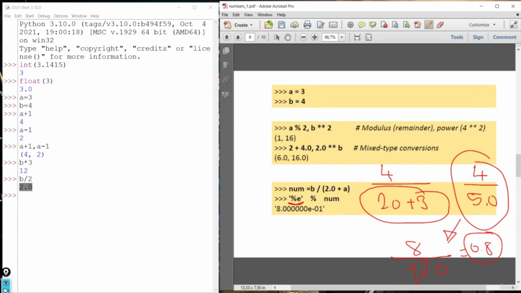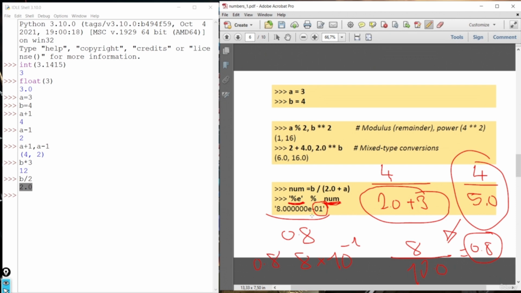This is format, display format, and this is the number to be displayed. Percent e means use the scientific notation, and this is nothing but 0.8. This e means 10 to the power. Power term is indicated here. That is minus 1. And this is nothing but 0.8.